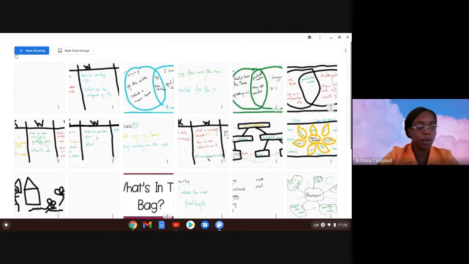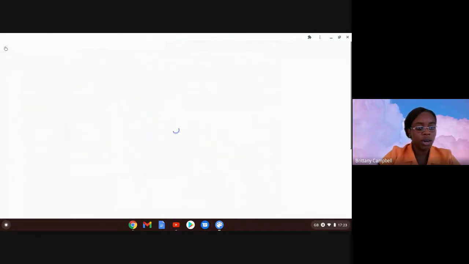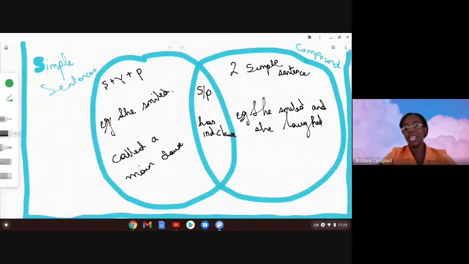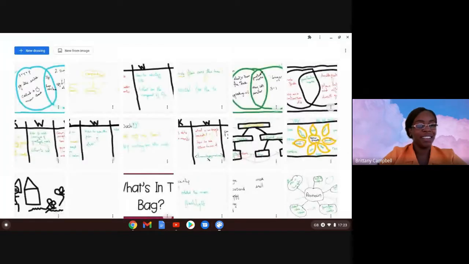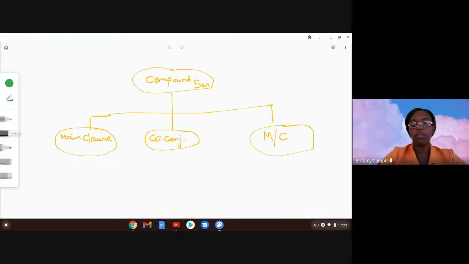Let me just go back to the previous. The Venn diagram. All right, so look at this example that was shared. Do you realize that you merge it with a coordinating conjunction? For those of us who are not sure about the coordinating conjunctions, remember, you can go back and watch the videos, talking about fanboys. Right, so continuing.